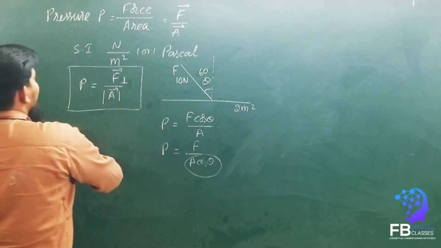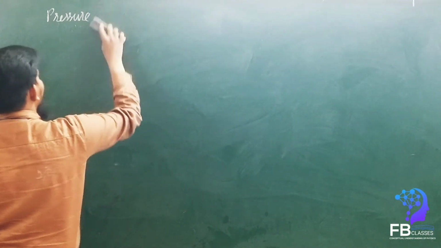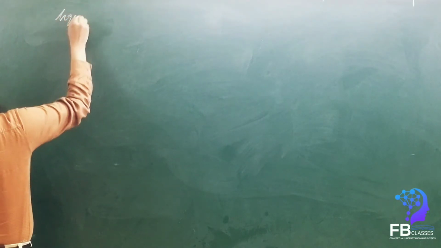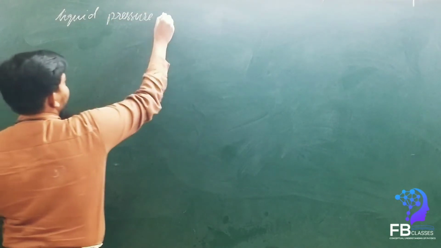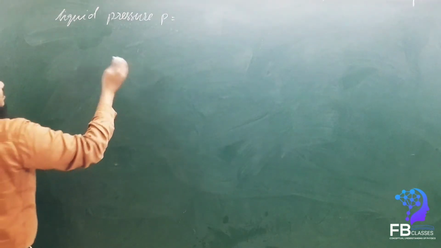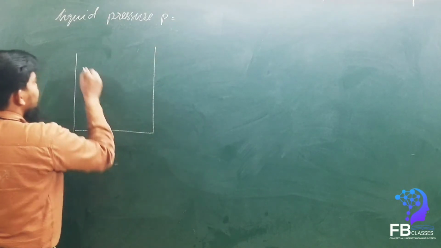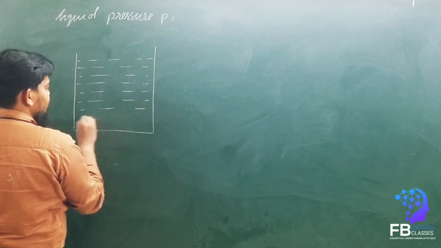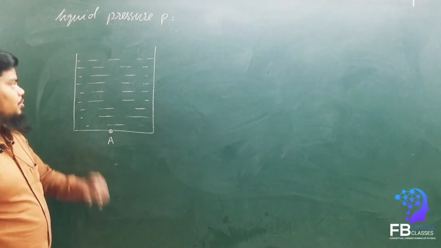Okay, my dears, let's see the pressure in liquid. How can we calculate the pressure in liquid? Liquid pressure P is equal to, see here, we can define the equation very easily. Let's take a container. Consider that there is a liquid here, total liquid. Now if you ask at the point A, what is the pressure? What is the pressure due to the liquid?